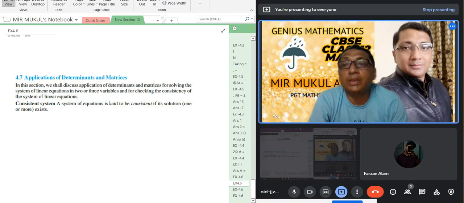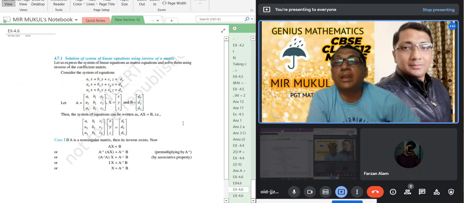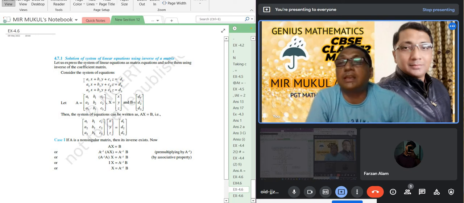In this section we shall discuss application of determinant and matrix for solving the system of linear equations in two or three variables and for checking the consistency of the system of linear equations. Consistent system means a system of equations is said to be consistent if its solution exists. So that is called consistent.